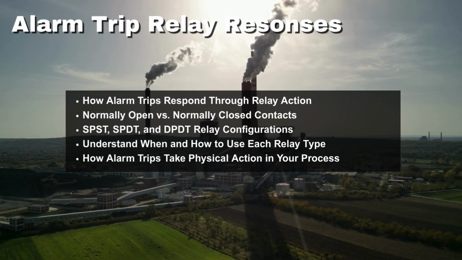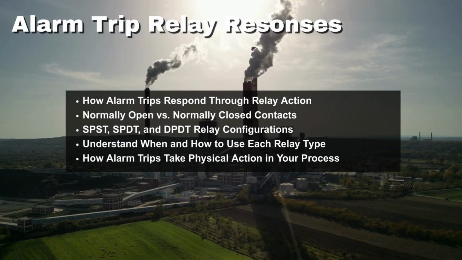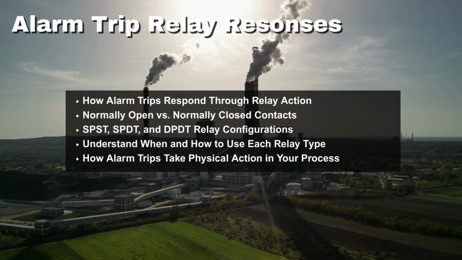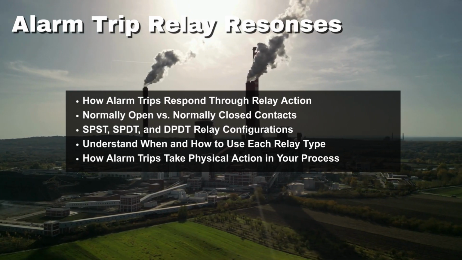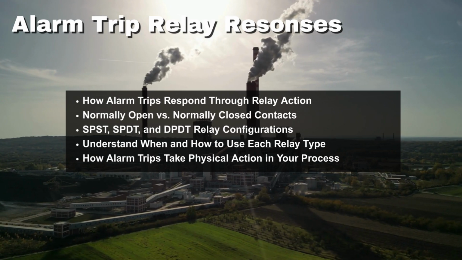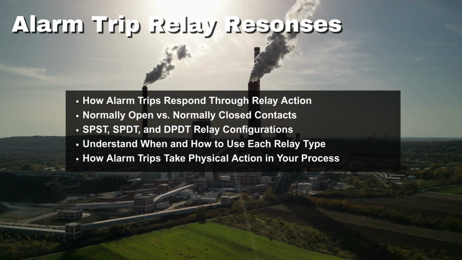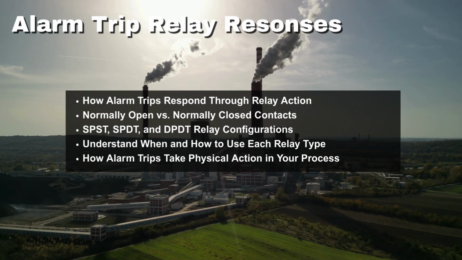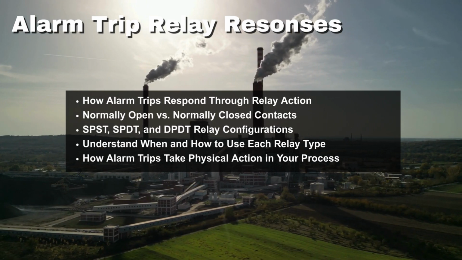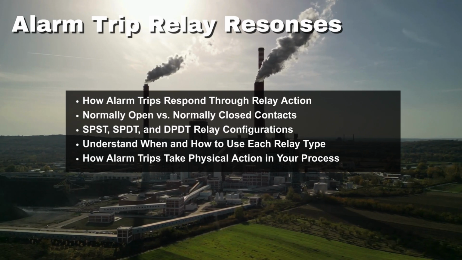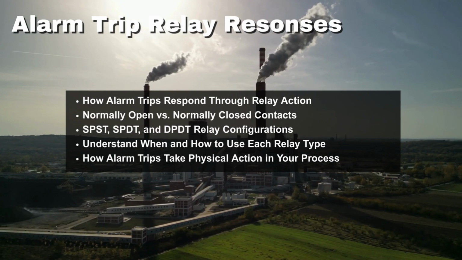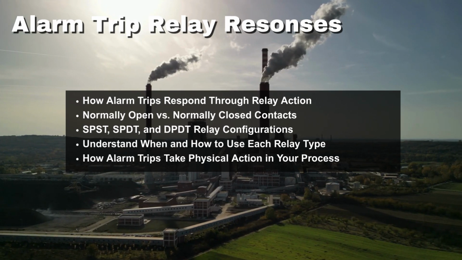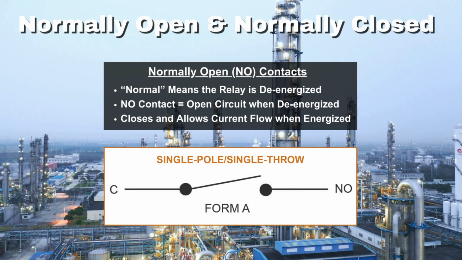Now, in Part 4, we're taking a closer look at these alarm responses by diving into relay contacts and configurations. We'll explain the difference between normally open and normally closed contacts and how relay response types impact your system behavior. Then we'll walk through the most common relay configurations: single pole, single throw, single pole, double throw, and double pole, double throw, so you can understand how each one works and when to use them. We're going to walk you through how alarm trips physically take action.